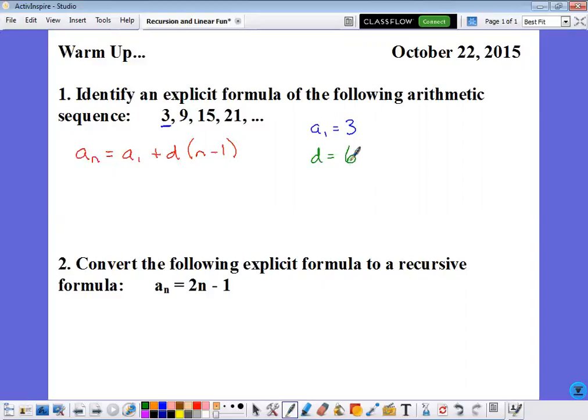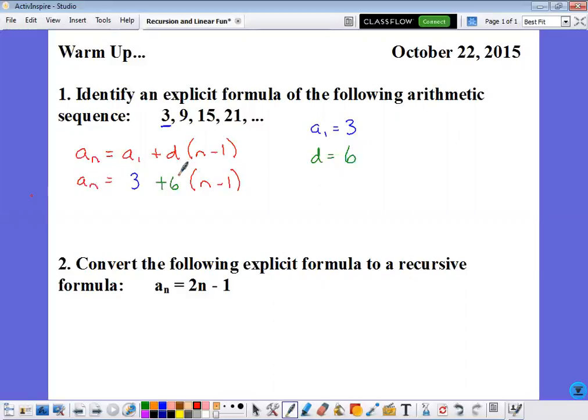In order to be able to finish the explicit formula, we have the basic explicit formula. We're going to plug in our 3 for our a sub 1. We're going to plug in our 6 for our d. We're going to distribute, and then we're going to simplify. So in this case, our a sub 1 was 3. I'm going to plug that in. Our d was 6. I'm going to plug that in. And then I'm going to write the rest of it.